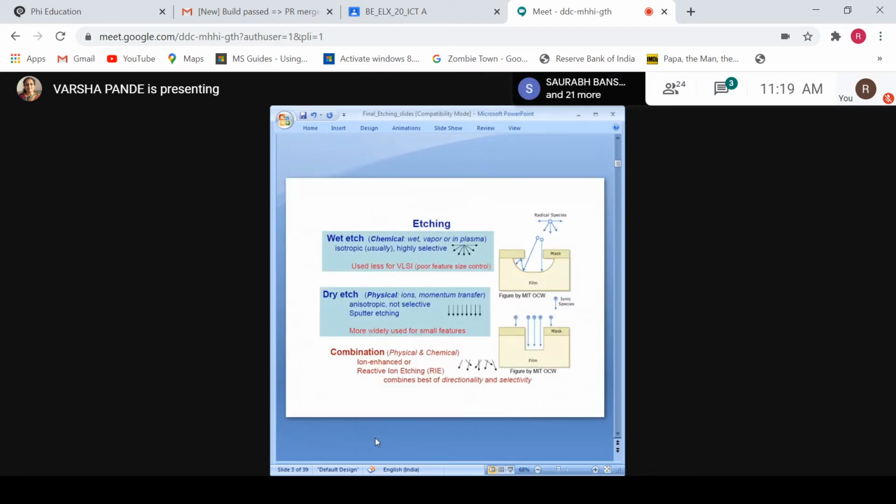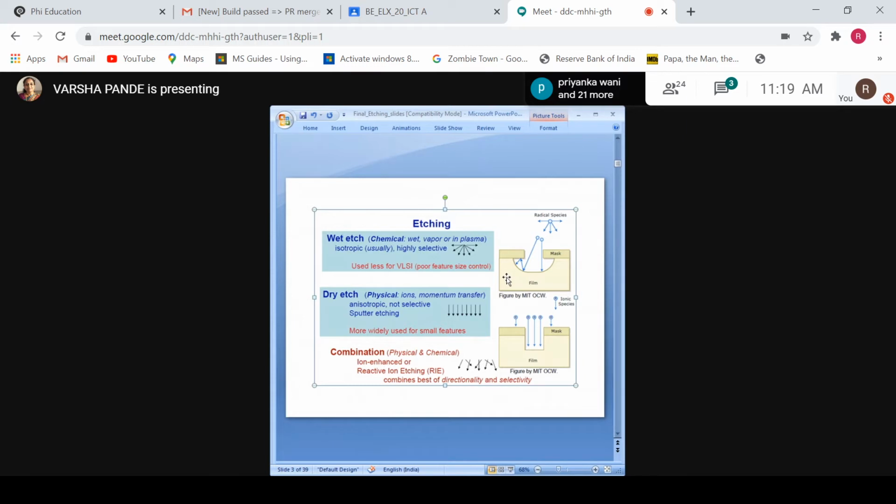See, wet etching and dry etching are shown in the two diagrams. In the first diagram, wet etching is shown, and in the second diagram, dry etching is shown. Wet etching, as I already told you, is done by chemical reactions, and byproducts are produced, and these byproducts are soluble in that solution or in water. But the drawback of wet etching is that it is isotropic in nature.